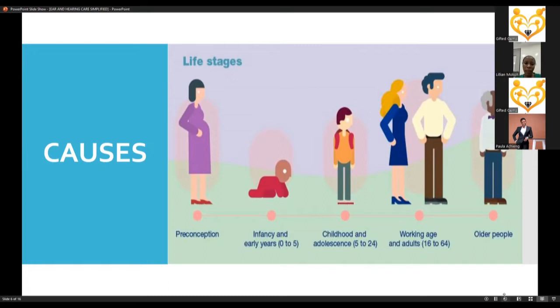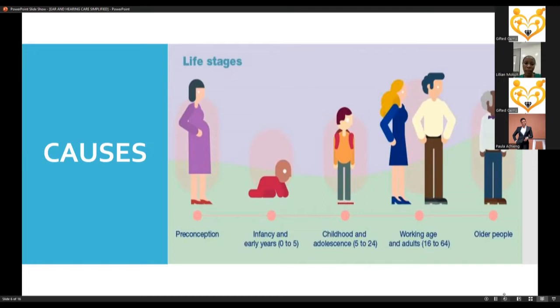And this is why we insist that mothers should attend the antenatal clinic. Mothers who are pregnant should not self-medicate without seeing a doctor, so that they can follow up how their child is developing, and they can protect their child from developing problems such as hearing loss. Now, the next stage is when a child is born up to 5 years.